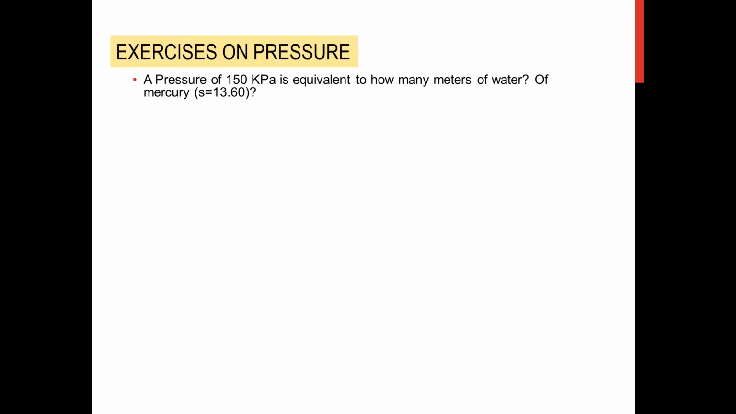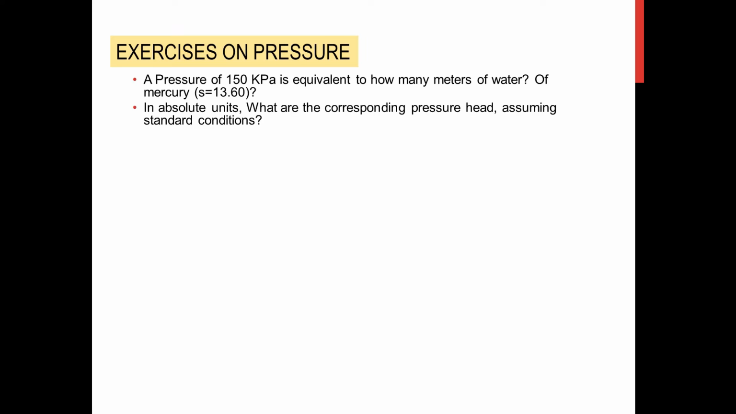Next, a pressure of 150 kilopascal is equivalent to how many meters of water and of how many meters of mercury with specific gravity of 13.6. And in absolute units, what are the corresponding pressure head assuming standard conditions?